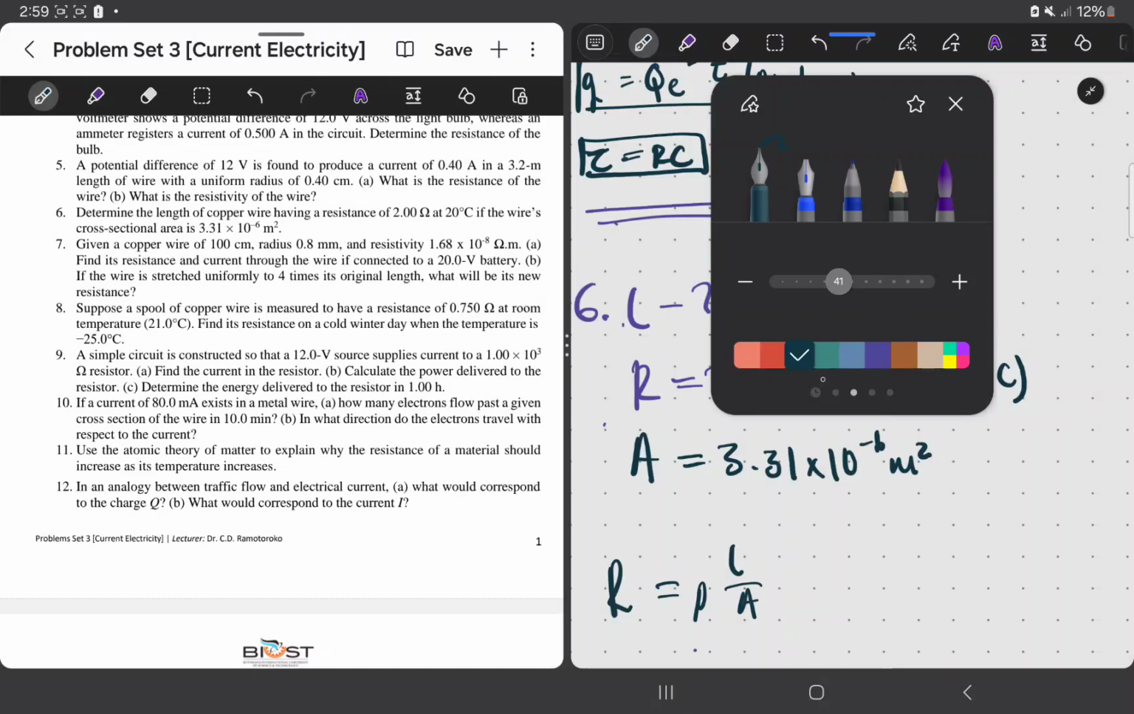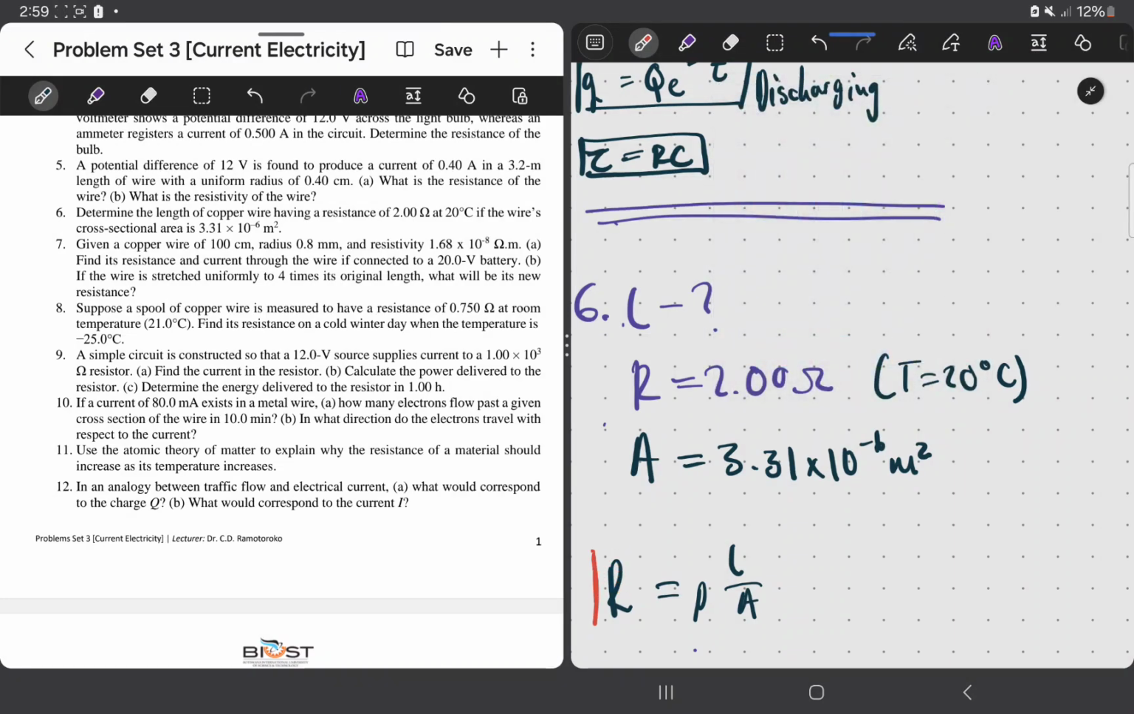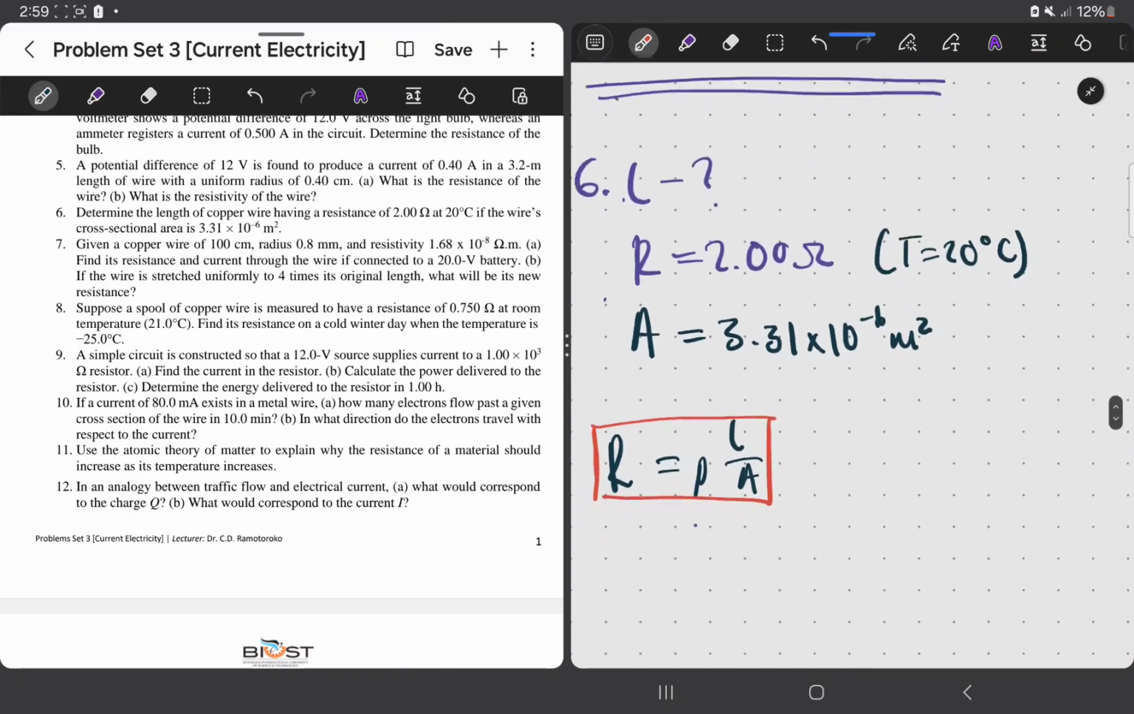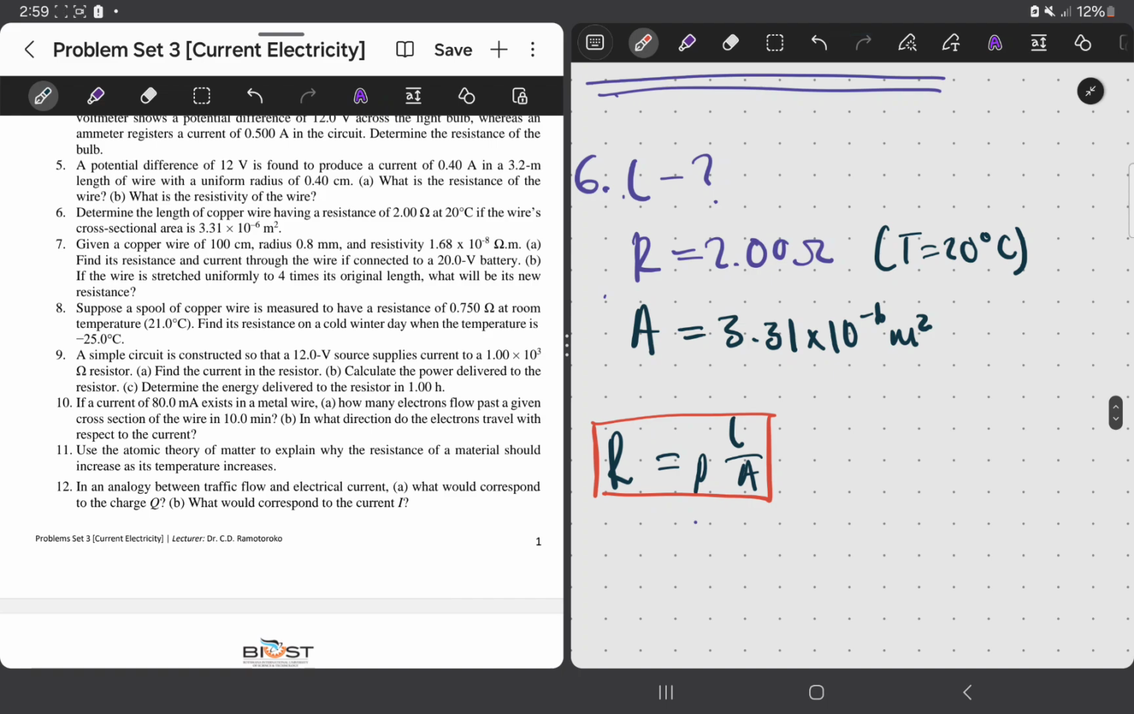I'm doing this with a pencil first, because I'll have to check and make sure I have everything in this formula, but that's the formula I'm going to use. So now, I'm looking for length, L. Do I have A? Yes. Do I have rho, the resistivity? No. But do I have R? Yes, I have R. So now, what is it that I need to get? I will need to know the resistivity of copper.